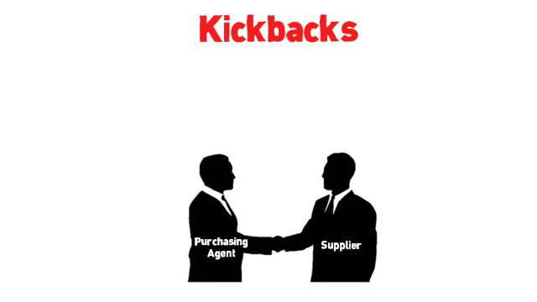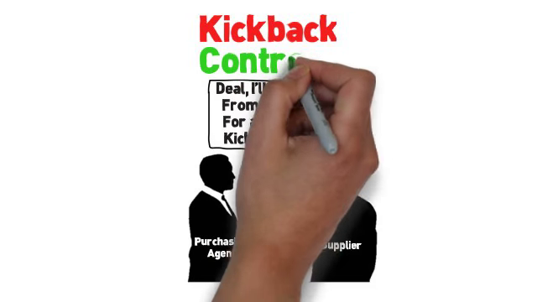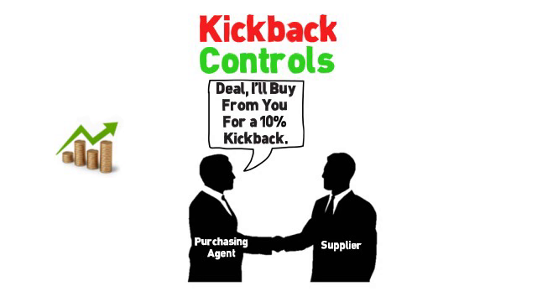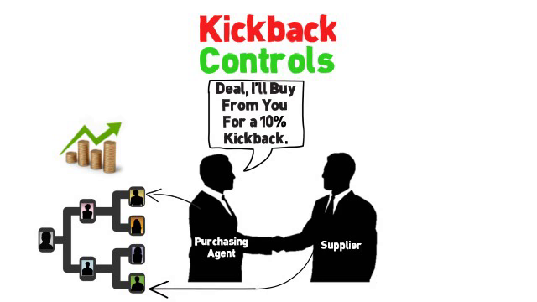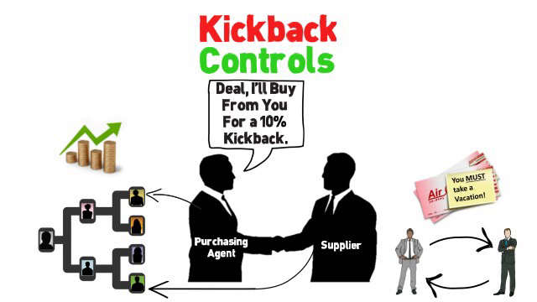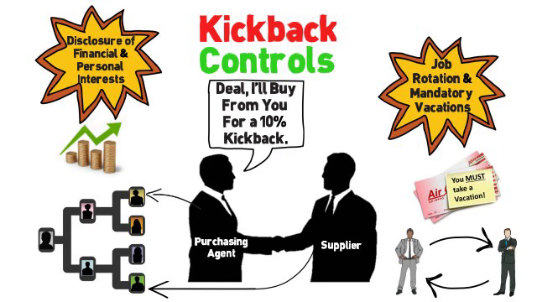And finally, we'll talk about kickbacks. Let's say your purchasing agent makes a deal to buy from a bad supplier so he can get a kickback or bribe. You can address this threat by having your purchasing agent disclose any financial or personal interest in suppliers, such as holding stock in a supplier's company or being related to the supplier. You can also require job rotations or mandatory vacations to uncover any shady deals that might be happening. So you can have purchasing agents disclose any financial or personal interest in suppliers, and you can require job rotations and mandatory vacations.